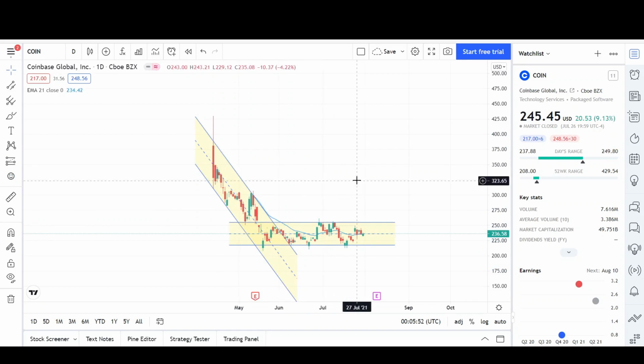So I gave you guys an update on Coinbase from where I left off and what will probably happen in the future, and if it does make a move out to the upside or downside, I give you guys the potential targets.